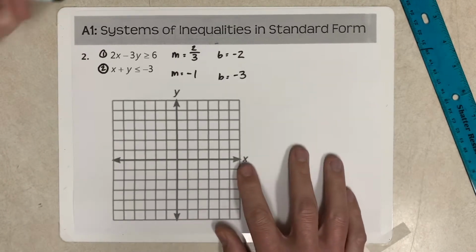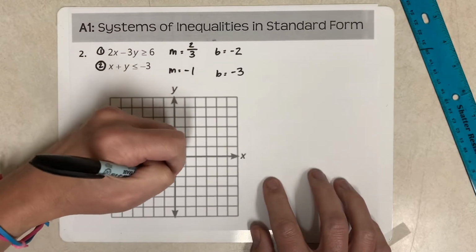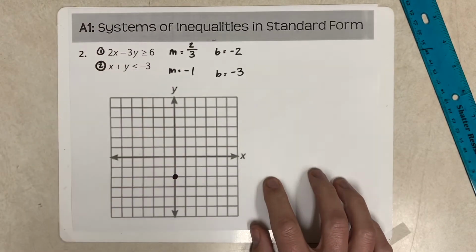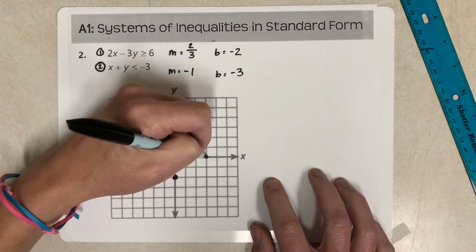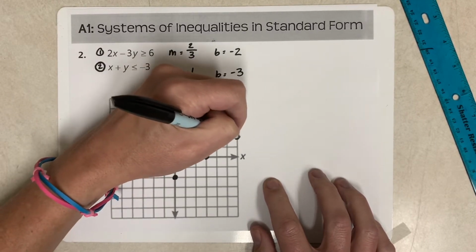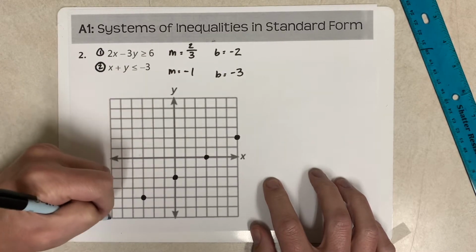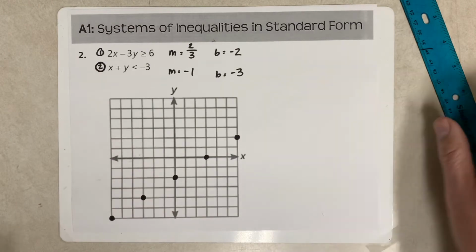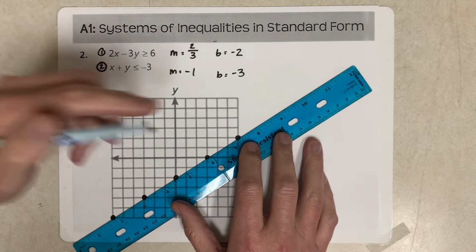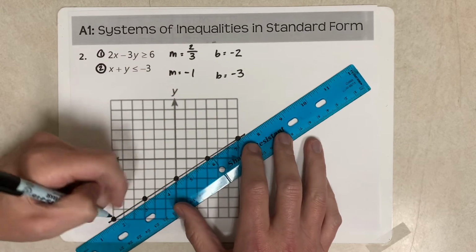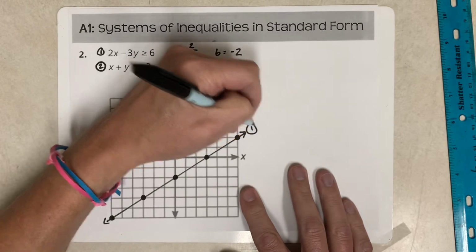All right, so that has helped. So let's see what's going on. So for number 1, I've got a y-intercept of -2, and I've got a slope of 2/3, so up 2 over 3, up 2 over 3. Okay, back 3 down 2, back 3 down 2. And that is going to be, again, a solid line. Okay, that is number 1.